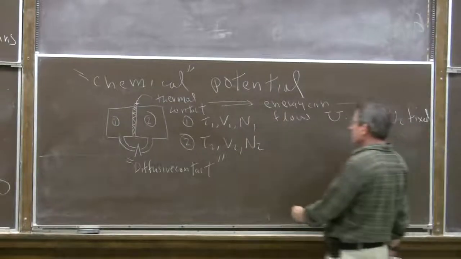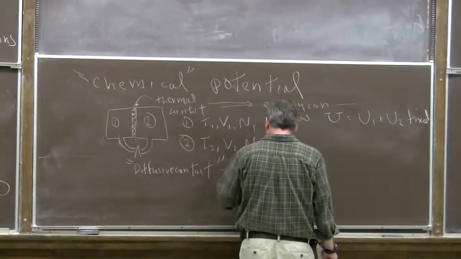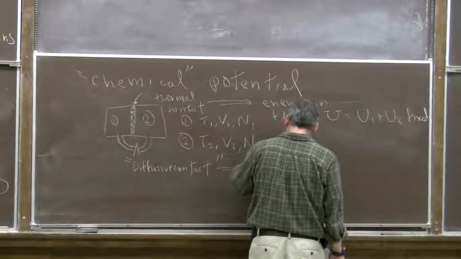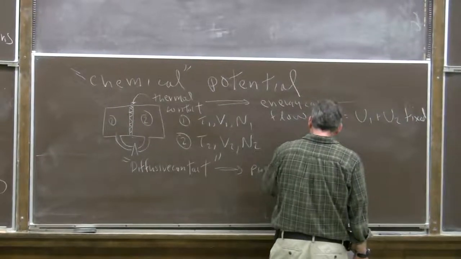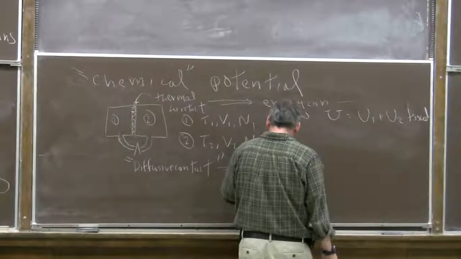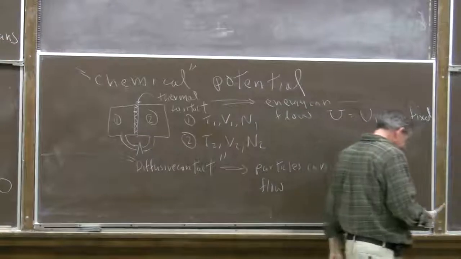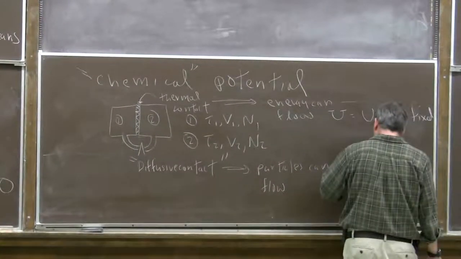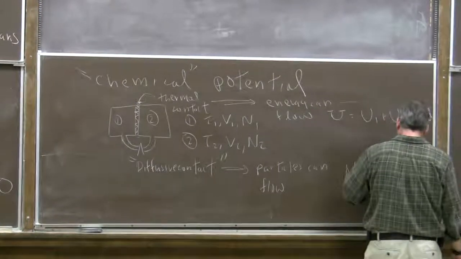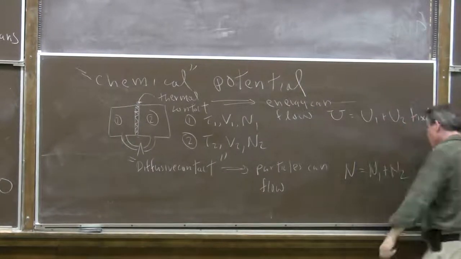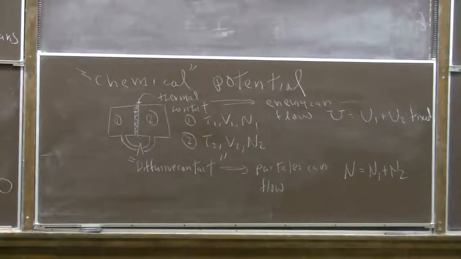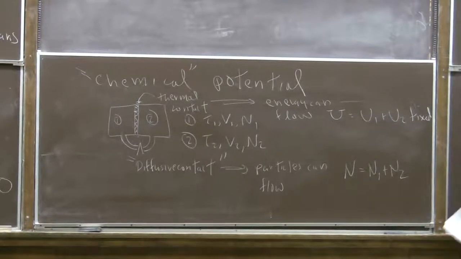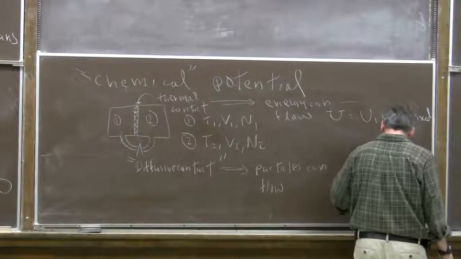So now, particles can flow, is what diffusive contact means. But the total number, N1 plus N2, number of particles in 1 plus number of particles in 2, does remain fixed. There is conservation of overall particle number.